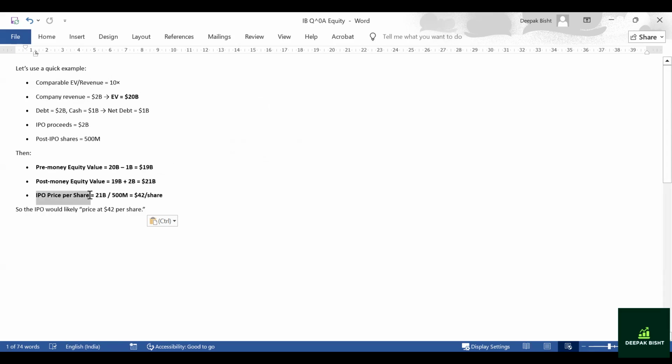For the IPO per share price, we take 21 billion and divide it by 500 million shares. This will give us a $42 per share valuation of an IPO. So basically, we are comparing the peers and getting a multiple of 10x. Our company revenue is $2 billion.